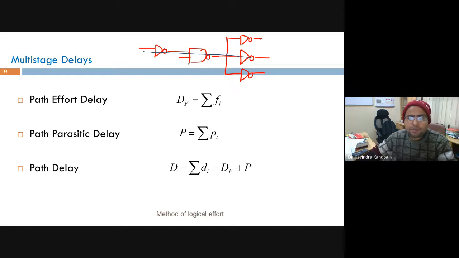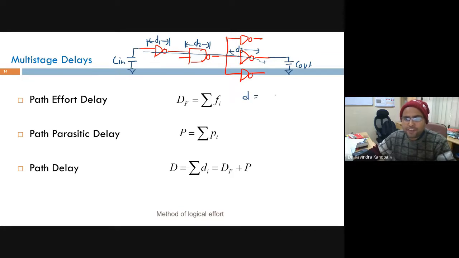And this is the critical path. I mean, this is the C out. This is the C in. Then tell me, what will be the delay in this path? Anyone can tell me the delay? If I say the delay offered by this inverter is D1, delay offered by this one is D2, delay offered by this one is D3, can I say the net delay is nothing but the summation of all this delay? Yes or no?